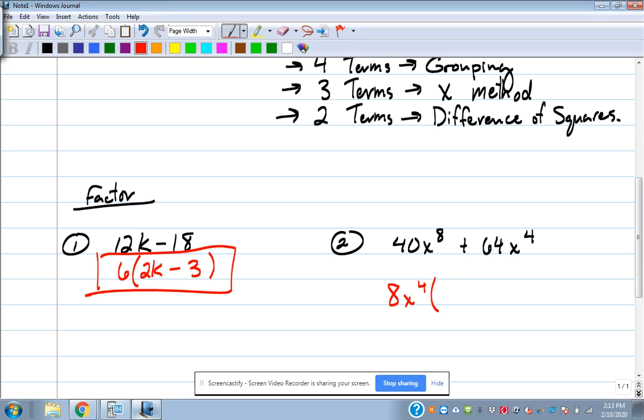What times 8x to the 4th gets me 4? Yeah, 5 for the 40, x to the 4th for the x to the 8th, plus, do I need any x's? No. Good job. There's factored form for that one. So there's a higher degree polynomial. You're already doing it. Good job.